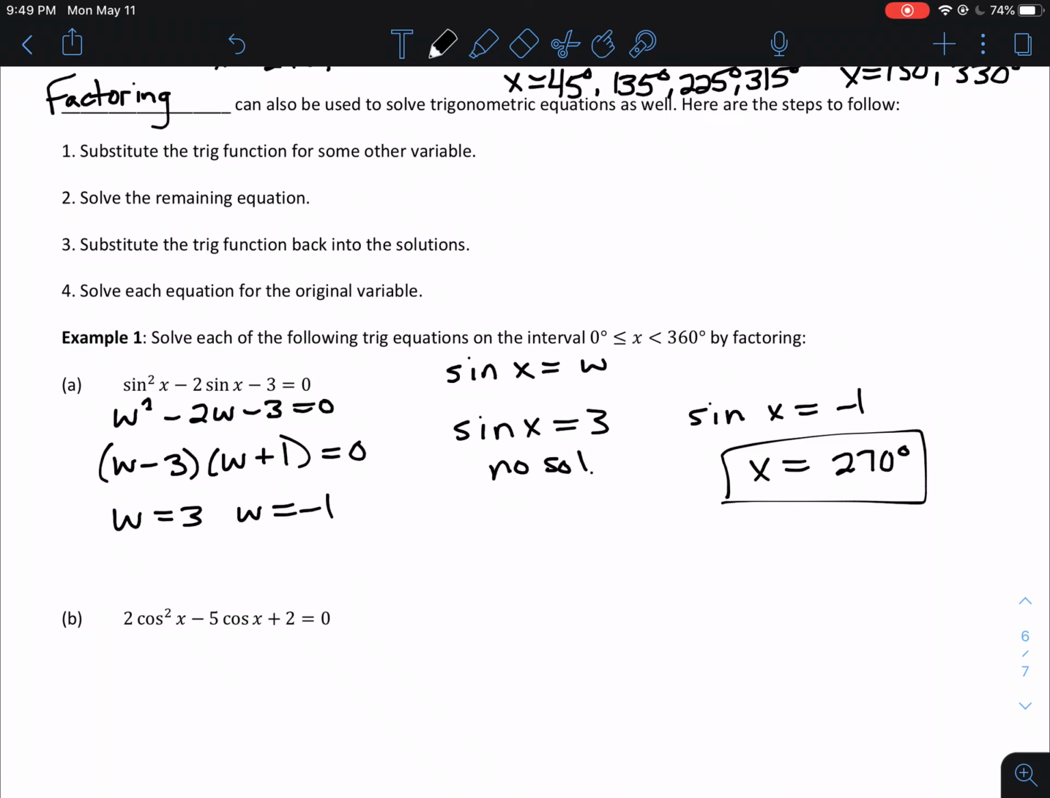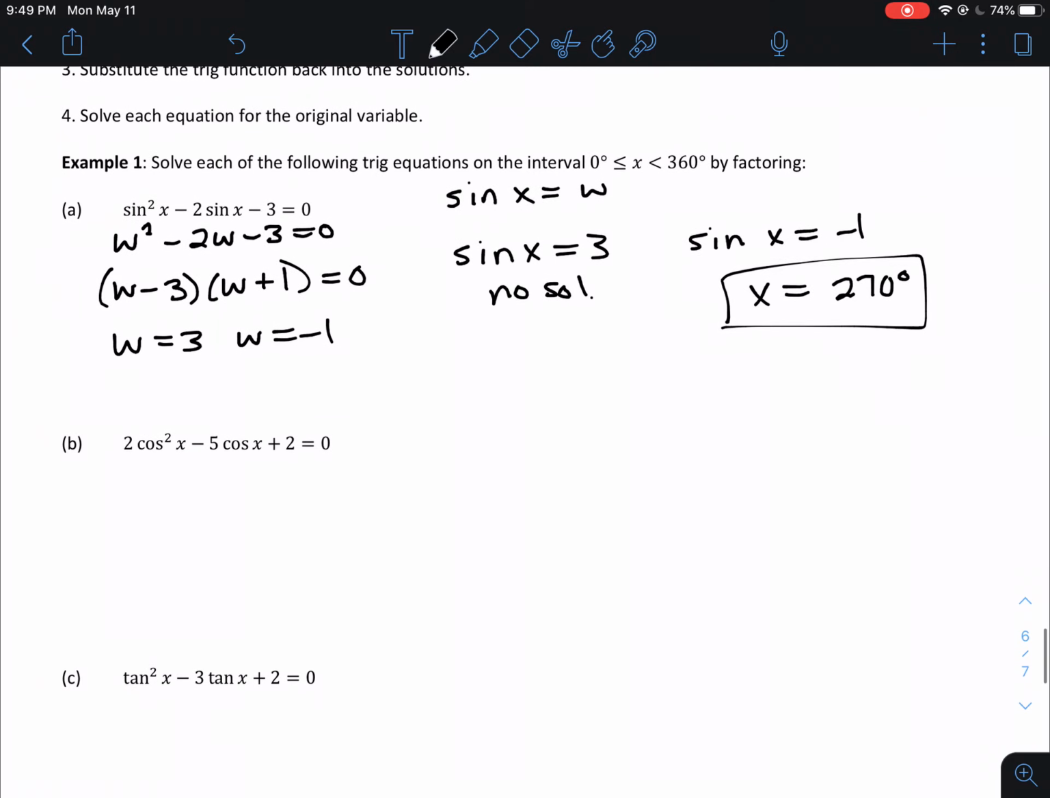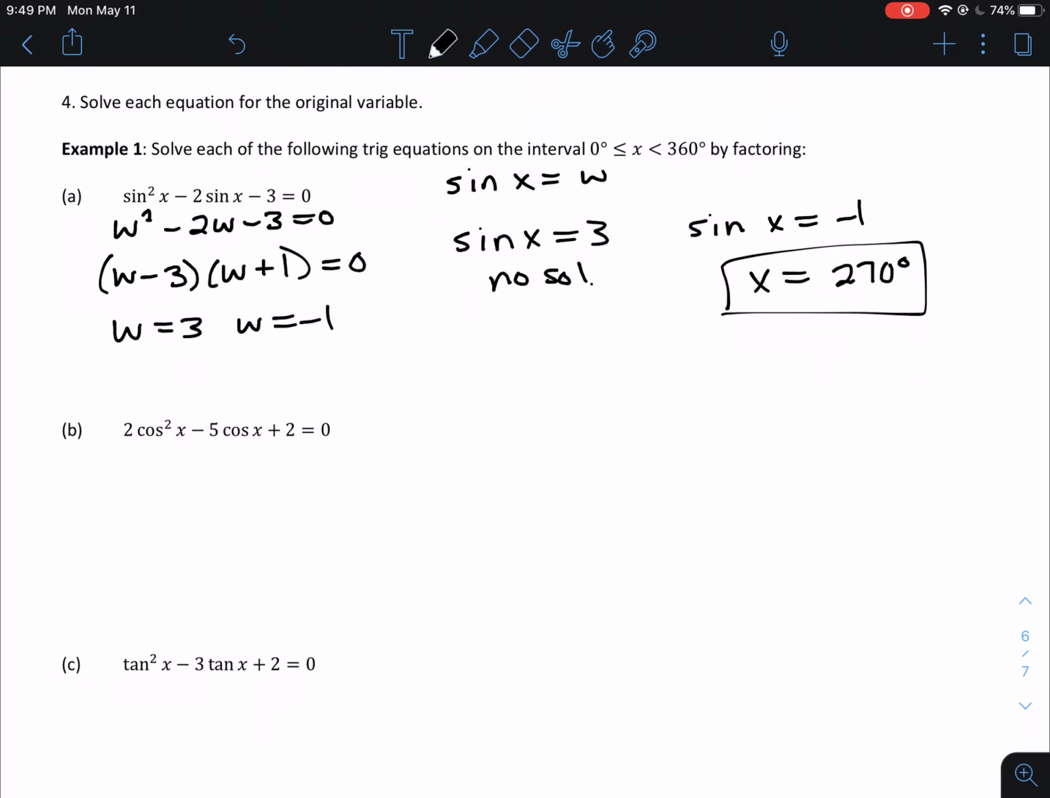Okay, let's do another one here. So we've got in part B, 2 cosine squared x minus 5 cosine x plus 2 is equal to 0. So this time, let's let cosine of x, which is our trig equation, be equal to, let's go ahead and just use y. Why not? So plugging that in, we're going to have 2, this was cosine squared x, so 2y squared minus 5y plus 2 is equal to 0.